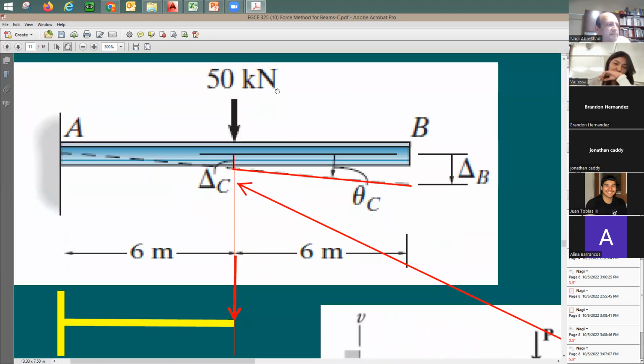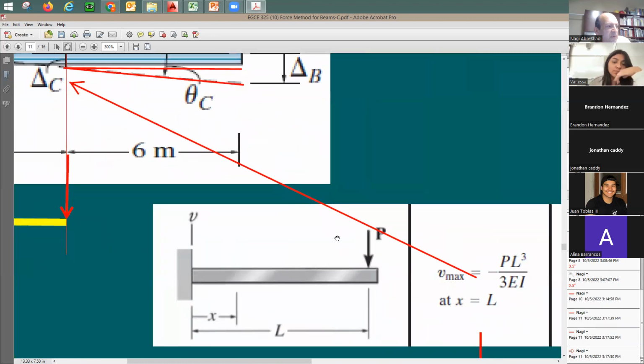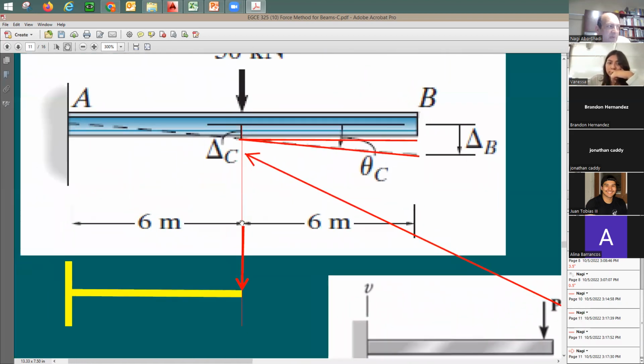Gonna zoom in here. Now the total is gonna be delta B. And from here to there is gonna be delta C. Look at this. If I go here straight, this is gonna be delta C from this point to that point. So I have an equation for delta C, and the equation is gonna be right here. It's gonna be this equation, PL cubed divided by 3EI. And L in this case is gonna be only 6 meters. And between point C and B, I'm gonna have a straight line.